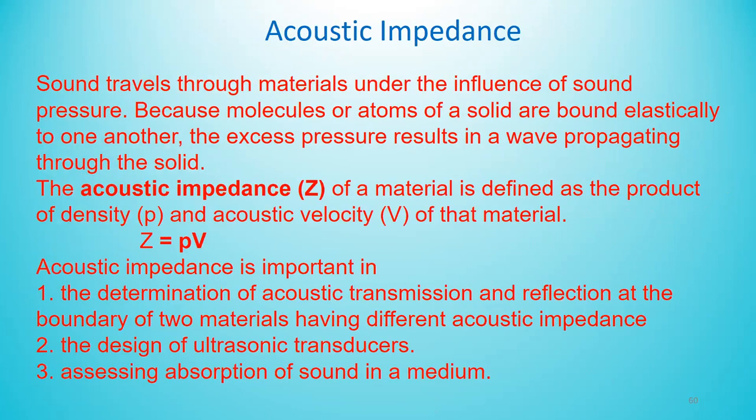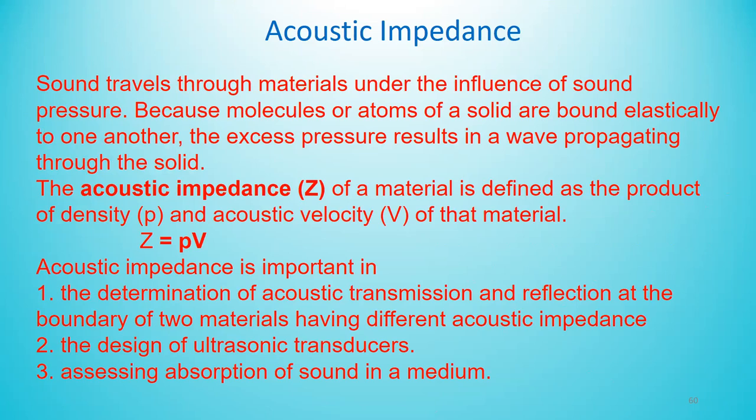Sound travels through material under the influence of sound pressure because the molecules or atoms of a solid are bound elastically to one another. The excess pressure results in the wave propagating through the solid. The acoustic impedance Z of a material is defined as the product of density and acoustic velocity: Z equals rho times V, not P, when read as rho. Acoustic impedance is important in determination of acoustic transmission and reflection at the boundary of two materials having different acoustic impedance.